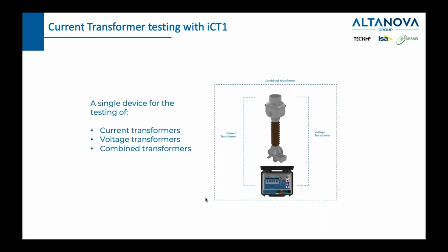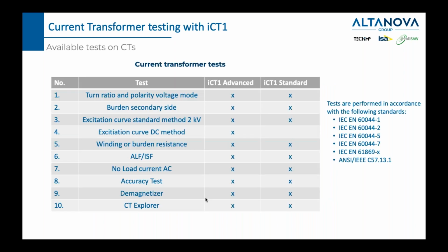The device can test current transformers, voltage transformers, and combined transformers. Let us list the tests it can do. It can do turn ratio and polarity in voltage mode, burden on the secondary side, excitation curve standard method up to 2 kV, and excitation curve DC method, which can be done only by the advanced version, and that's basically the biggest difference between advanced and standard. We can also measure winding or burden resistance, and when we measure this it is very fast.